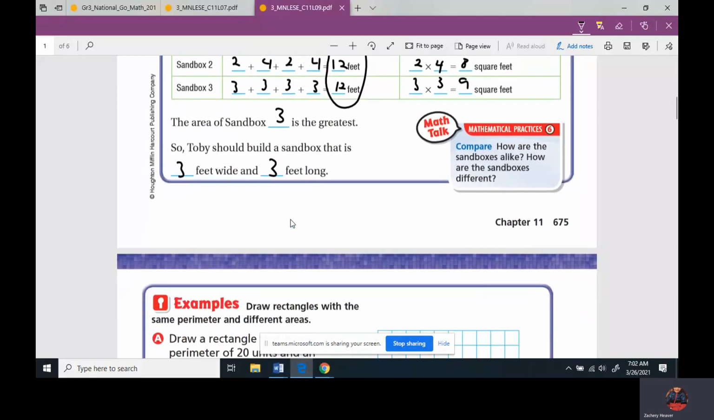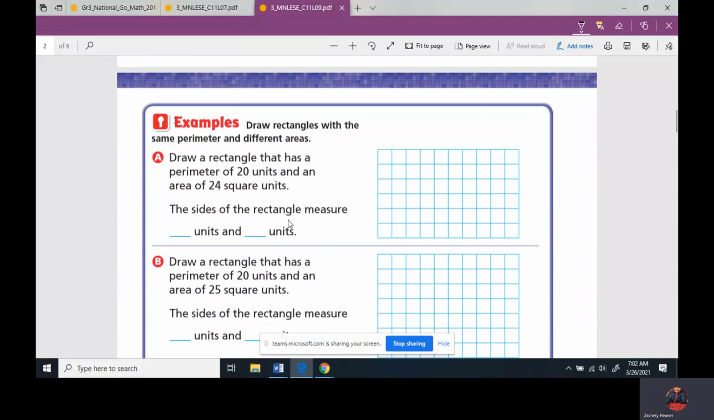All right, we'll go on. It says draw a rectangle that has a perimeter of 20 units and an area of 24 square units. So the sides of the rectangle measure blank units and blank units. So we got to think. We have 20 to work with, but we got to make 24. So we got to think what times what equals 24.